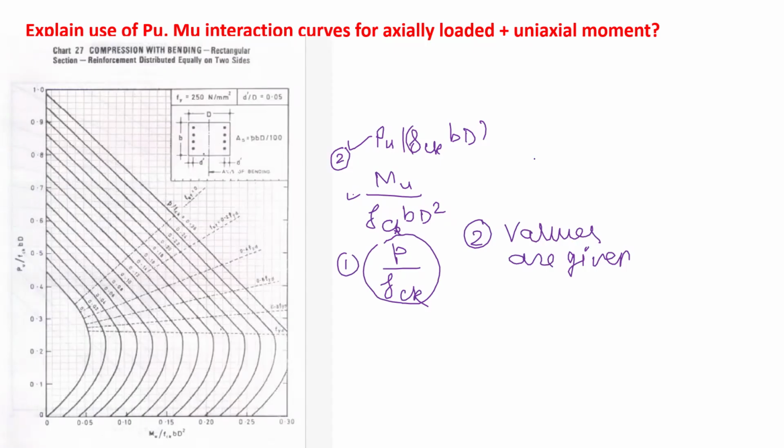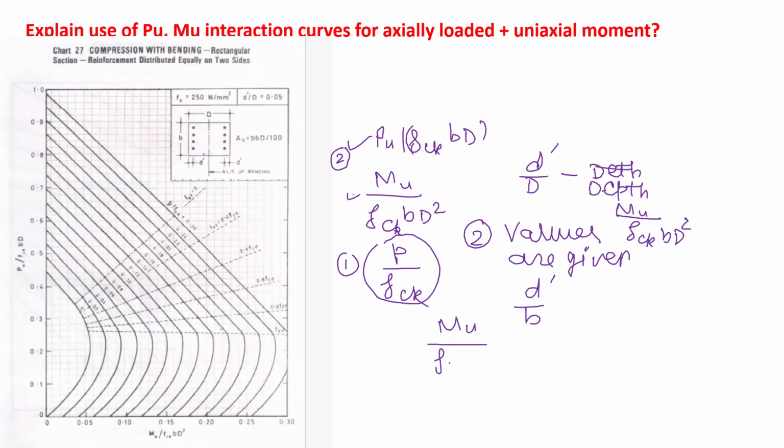And what is d dash by d? If you are bisecting depth, then you have d dash by D. If you are bisecting width, then it is d dash by b. If bisecting depth, then your formula will be MU upon fck bd square. And if it is bisecting width, then you have MU upon fck b square d. So that is most important: is it bisecting depth or bisecting width?